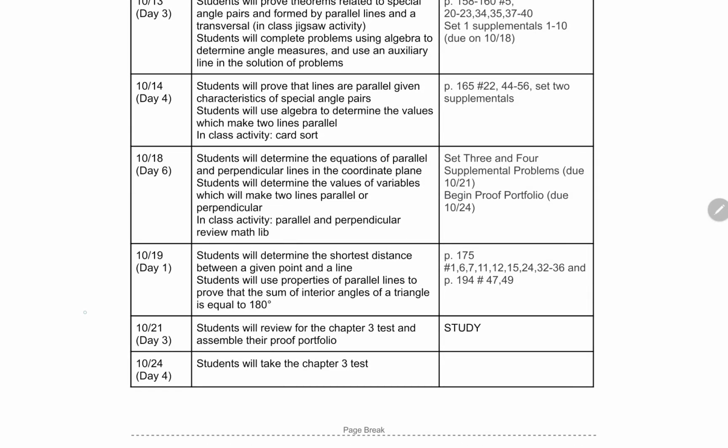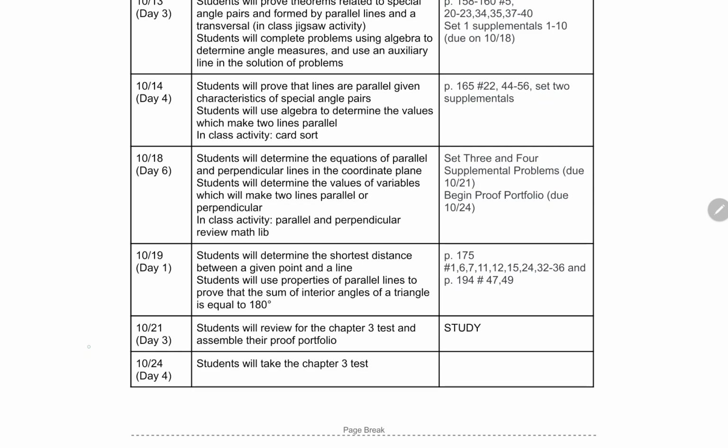When we return after the weekend, students will determine equations of parallel and perpendicular lines in the coordinate plane, finding values of variables which make two lines parallel or perpendicular. We'll have a MathLib activity that will review parallel and perpendicular lines.